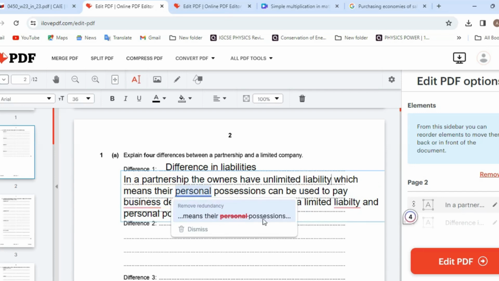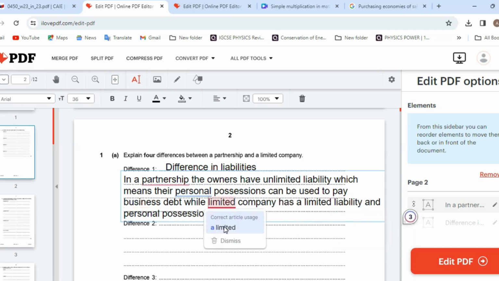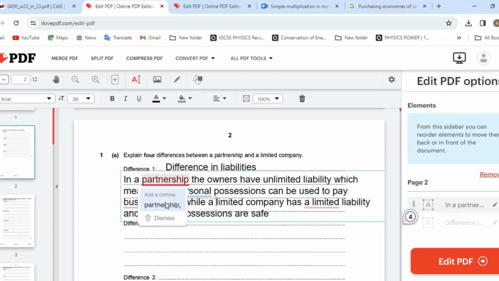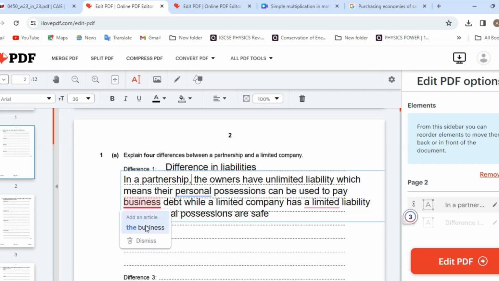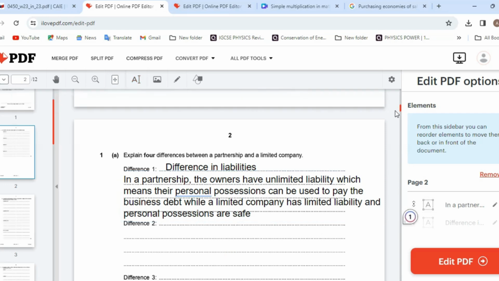And there, let's leave it as personal possession because I've deleted the first one. Okay, why limited company as that's the first difference. Now another difference is what? The source of capital. Yes, the source of capital is also a difference that you can find between partnership and a limited company.